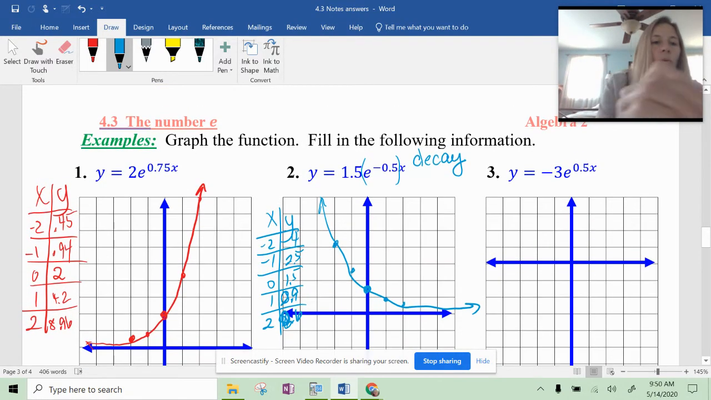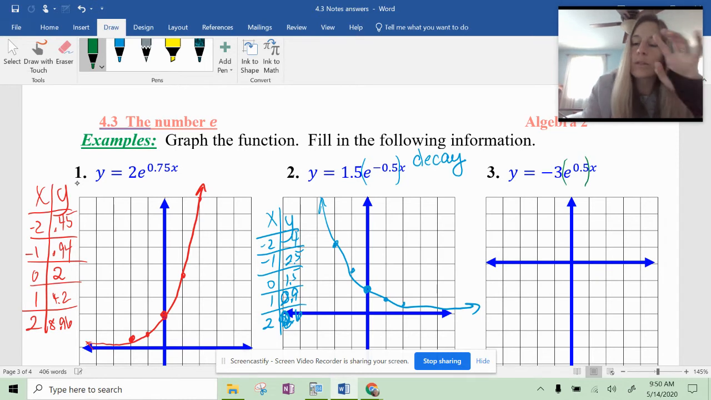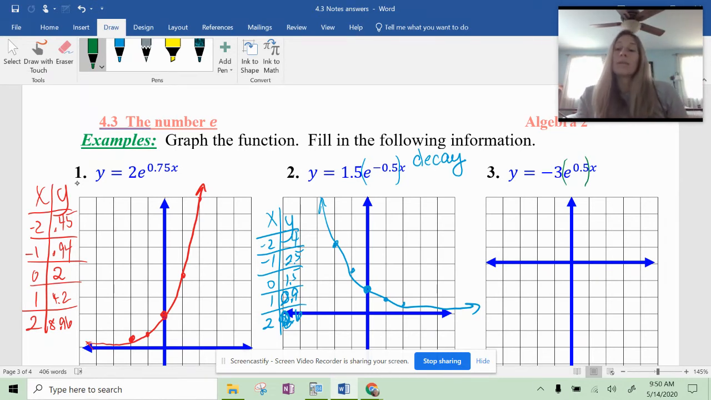Okay, and then the third one, without an h and a k, we have -3 times e to the 0.5x. So now, without this negative value for a, I would say that this is going to be a growth function because my exponent is positive. So you would say, okay, it's going to go like this, right? But because of this negative a value, it's actually going to reflect over that x-axis. So it's going to look like that. So it's actually neither exponential growth or decay.